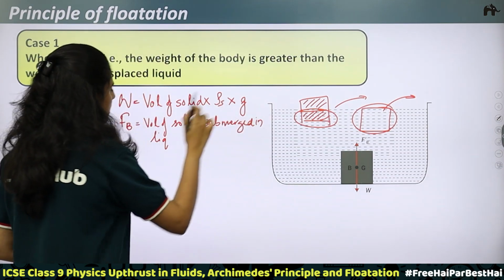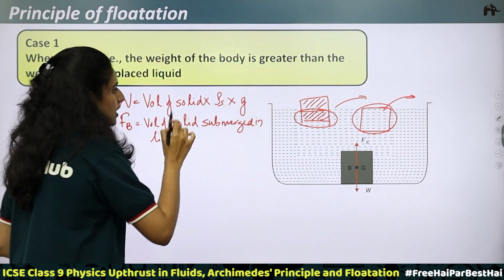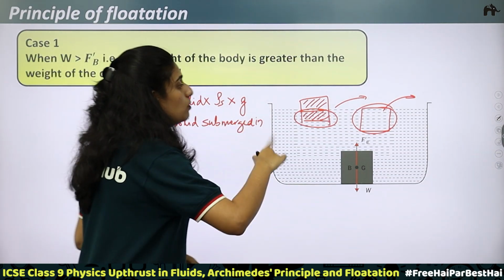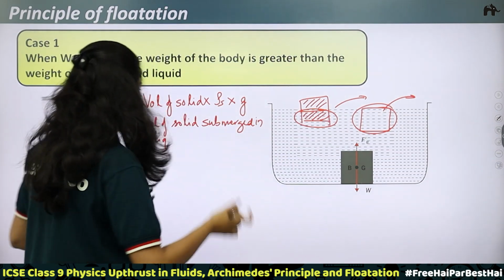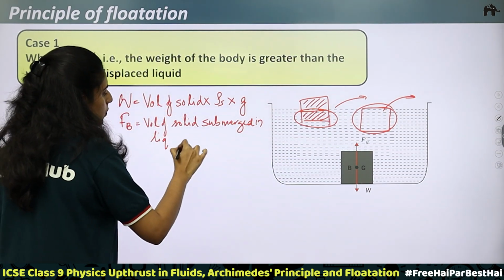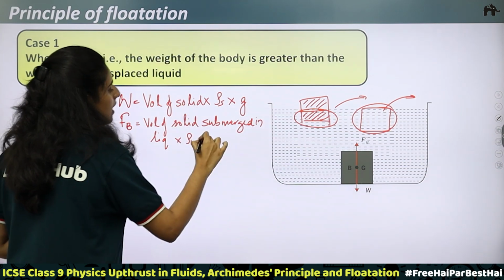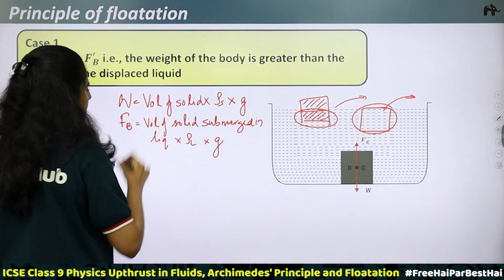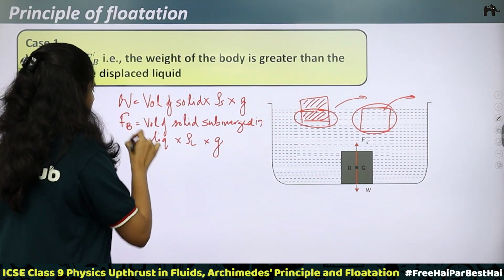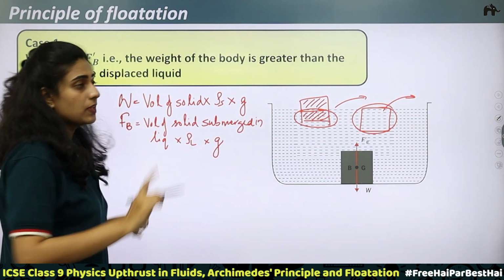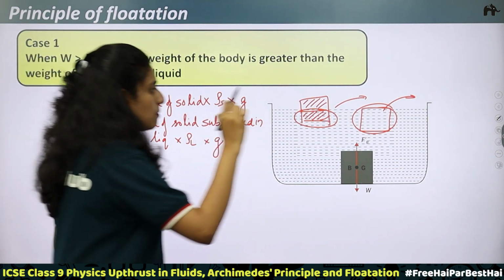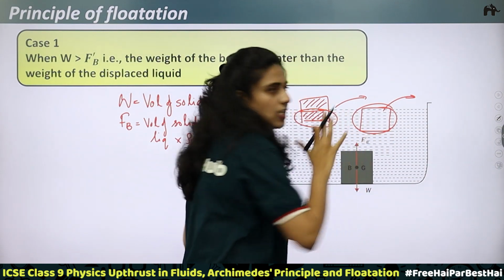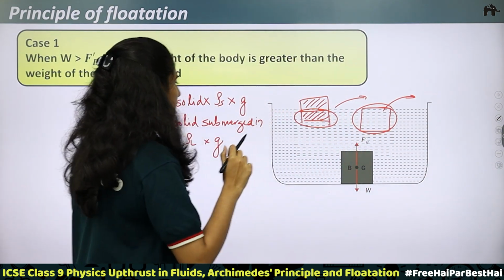Here the volume of solid submerged in liquid is equal to the volume of liquid that is displaced. So, volume of solid submerged in liquid into density of the liquid into acceleration due to gravity is the upthrust. Maximum upthrust is when the body is completely submerged inside the liquid. So we have three cases.